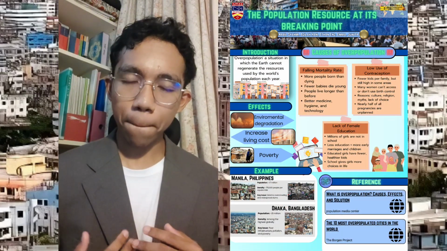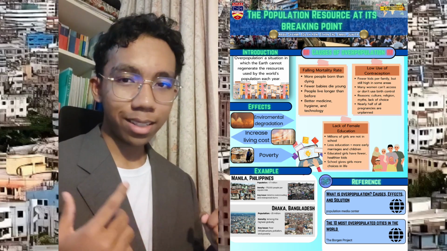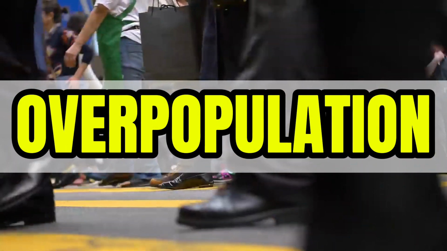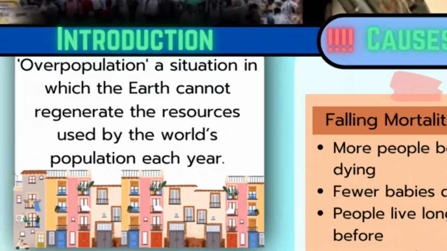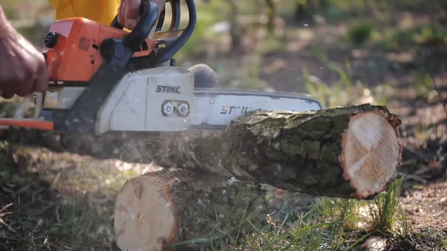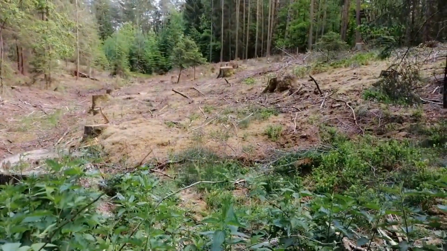Thus, I present to you our group's poster titled "The Population Resource at its Breaking Point." So it starts off with the big question: overpopulation. What exactly is it? Overpopulation refers to the situation in which the Earth cannot regenerate the resources used by the world's population each year. To put it simply, we are using more than what the planet, the producers, can give us, the consumers.